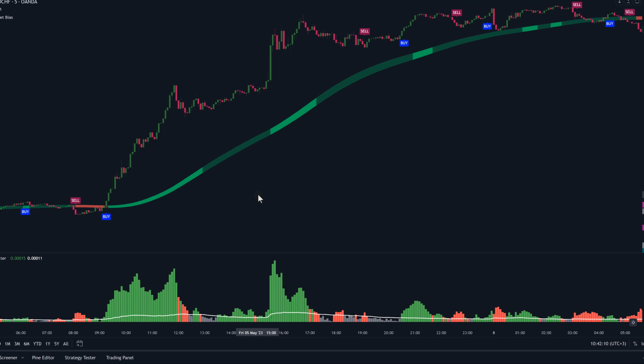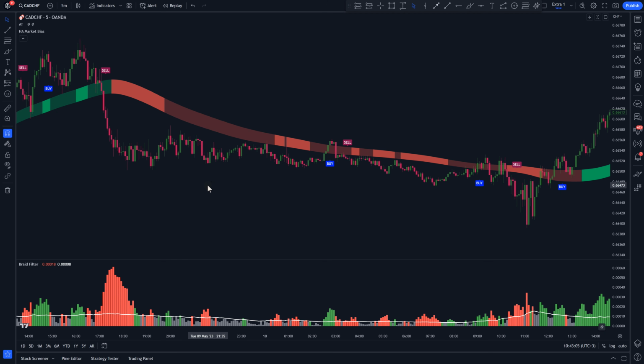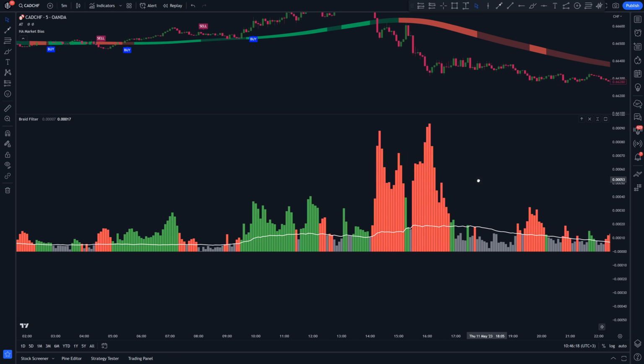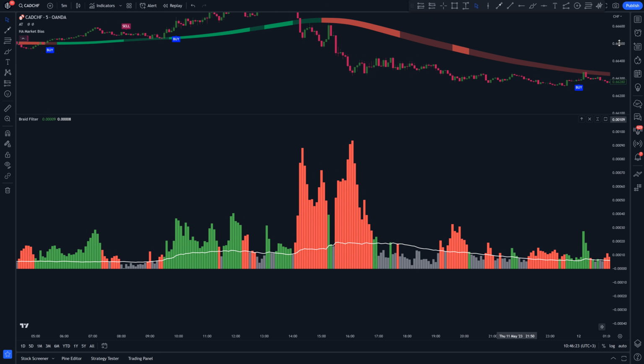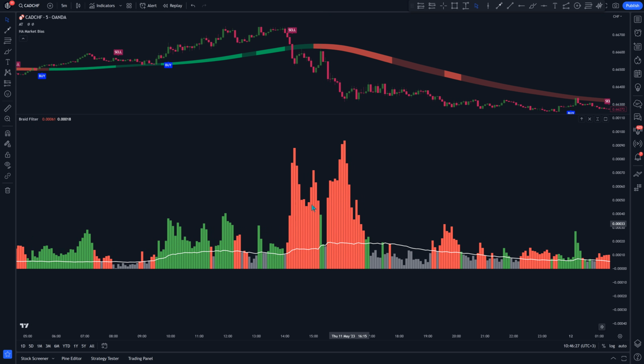But basically how it works is when it's colored green, it's a bullish trend, and when it's colored red, it's a bearish trend. The braid filter, on the other hand, is a volume confirmation indicator. When these histogram bars are colored green, that indicates bullish volume, and when they're colored red, that indicates bearish volume. And of course, the gray color indicates a sideways market or a lack of volume in the market.